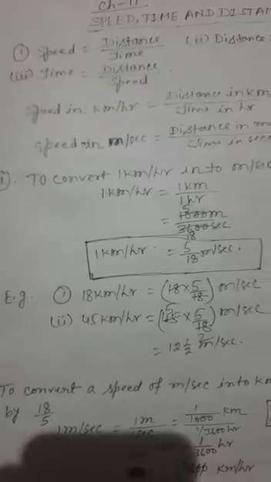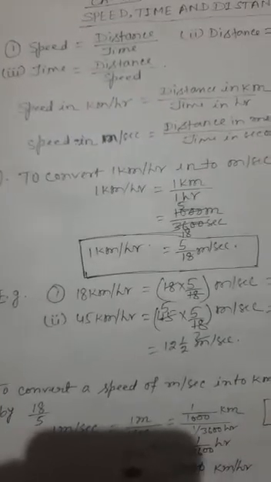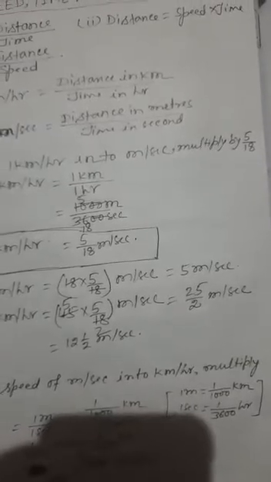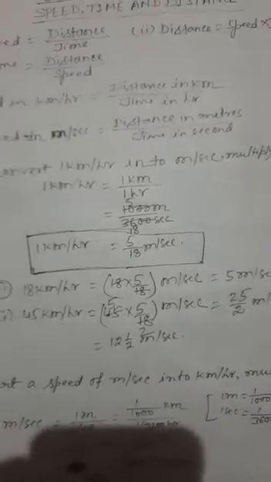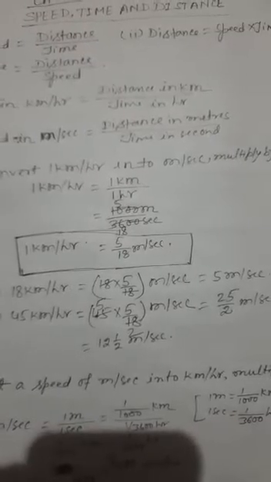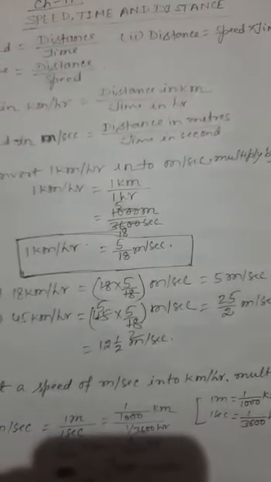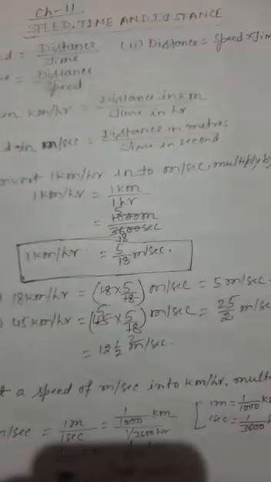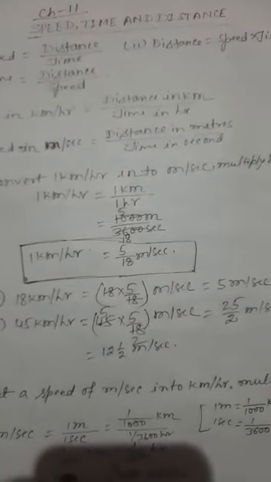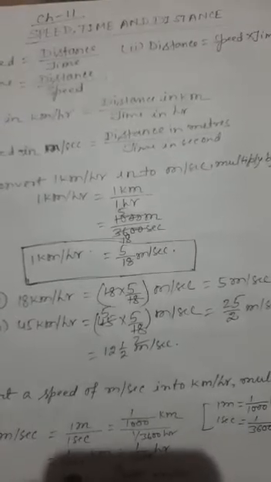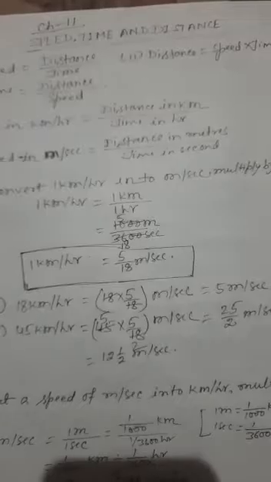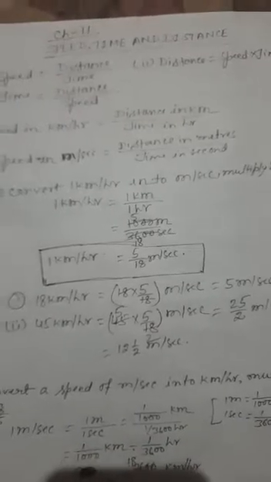Now a few rules. To convert 1 kilometer per hour into meter per second, we multiply by 5 by 18. Because 1 kilometer per hour is equal to 1 kilometer divided by 1 hour. 1 kilometer is equal to 1000 meter and 1 hour is equal to 3600 seconds. So if we simplify it, we will get 5 by 18. So 1 kilometer per hour is equal to 5 by 18 meter per second.